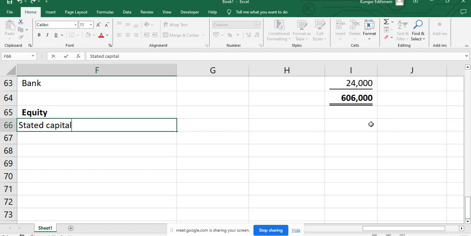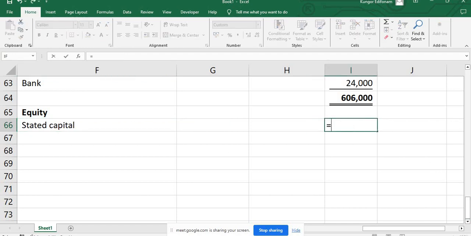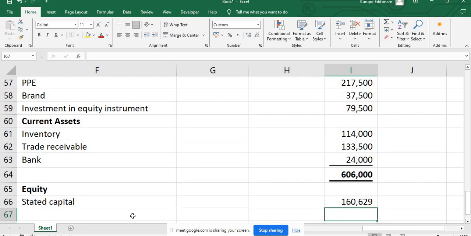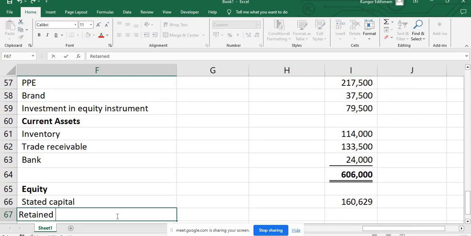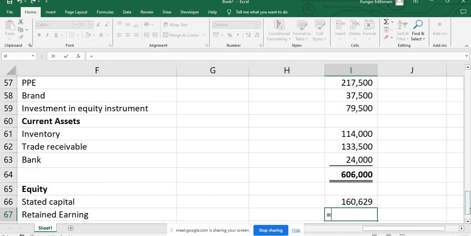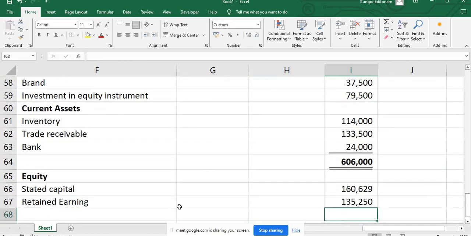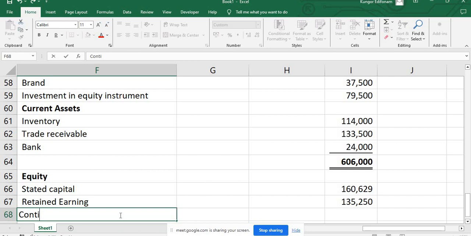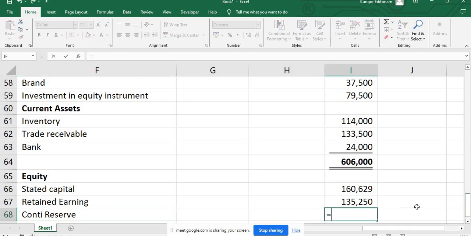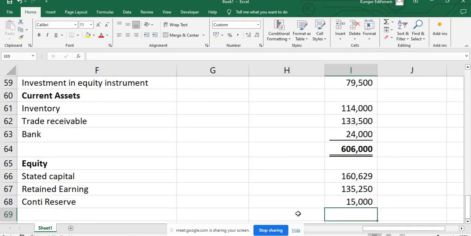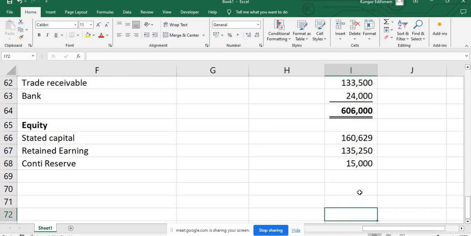So let's go to the changes in equity. We take our stated capital. Remember, the stated capital balance is this. So we've taken it. The next thing will be our retained earning, which is 1,352. And then our reserve, quantity reserve, $15,000. And then we can find the summation of this.